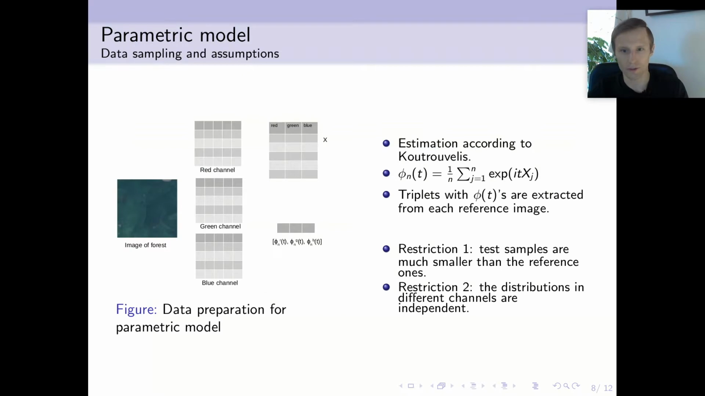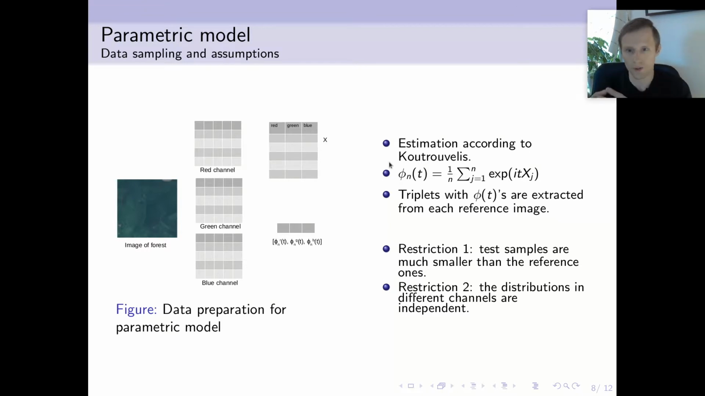And now we return to the data extraction procedure. Suppose we already have obtained this X matrix. Now, for each channel, we compute the parameters according to the Koutrouvelis regression-type estimation procedure. We use these parameters to obtain the theoretical characteristic function for each channel, and we also compute the empirical characteristic function as shown here.